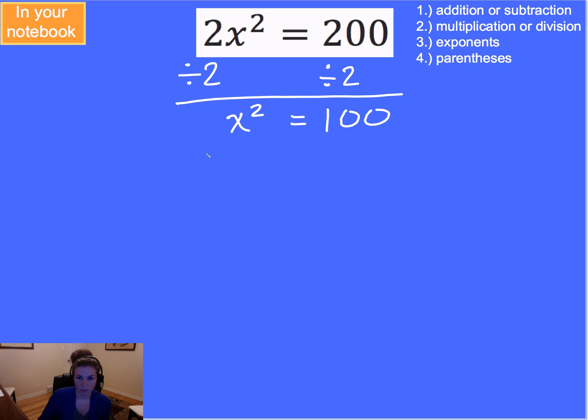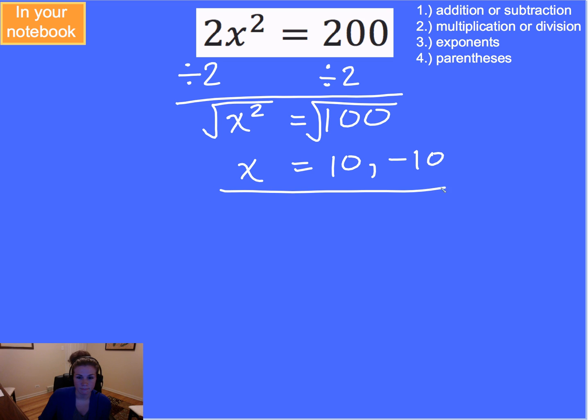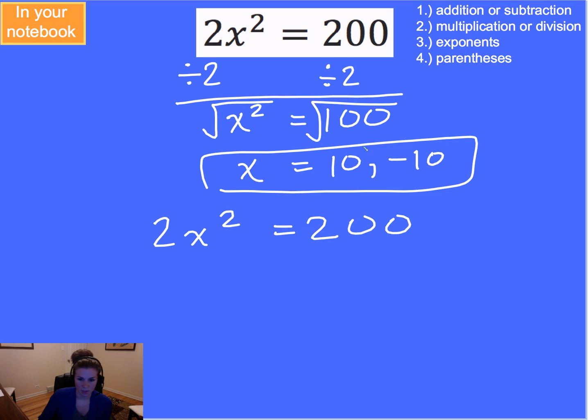Last, I need to undo the exponents, so this is x squared. The inverse is to square root, so I do both sides. This will simply be x, and the square root of 100 is 10, and negative 10. I have x by itself, so that's the final answer. So now to check the work, I take the original problem. I'm plugging in 10 in place of x.